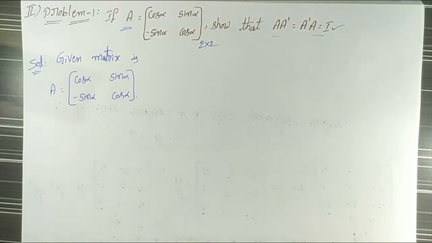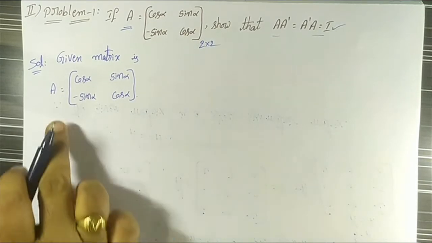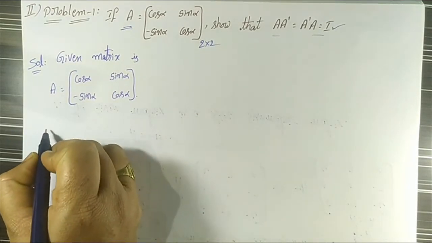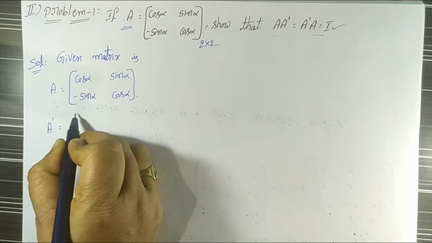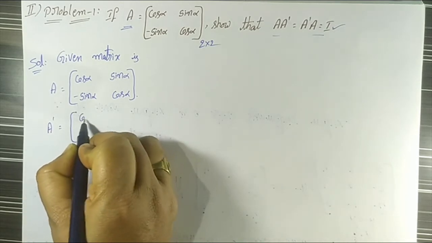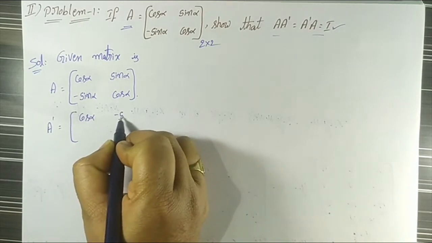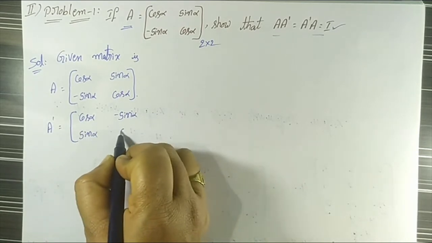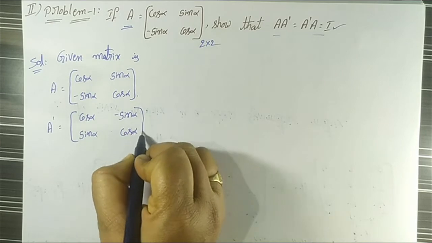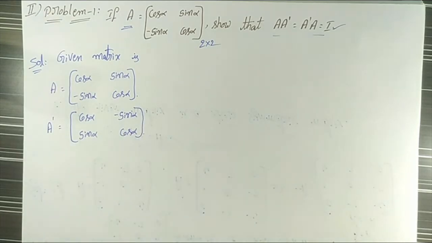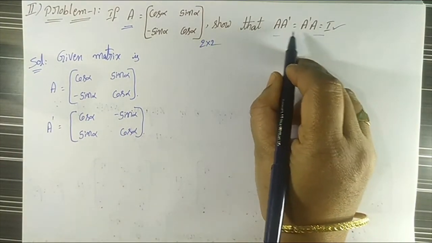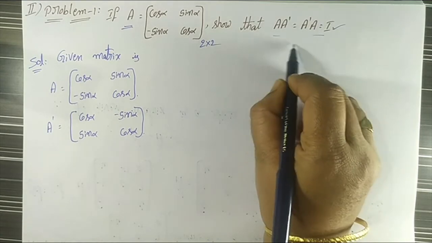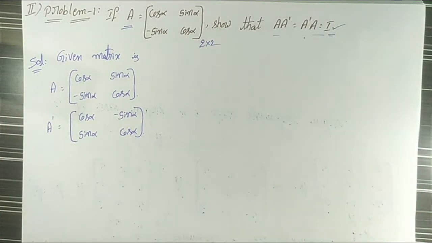This is matrix A. Using A, we can find A dash. Then A dash equals cos alpha, minus sin alpha, sin alpha, cos alpha. This is the A dash value. First, we find A into A dash, and then A dash into A. These two are equal to I, where I is the unit or identity matrix of order 2 by 2.